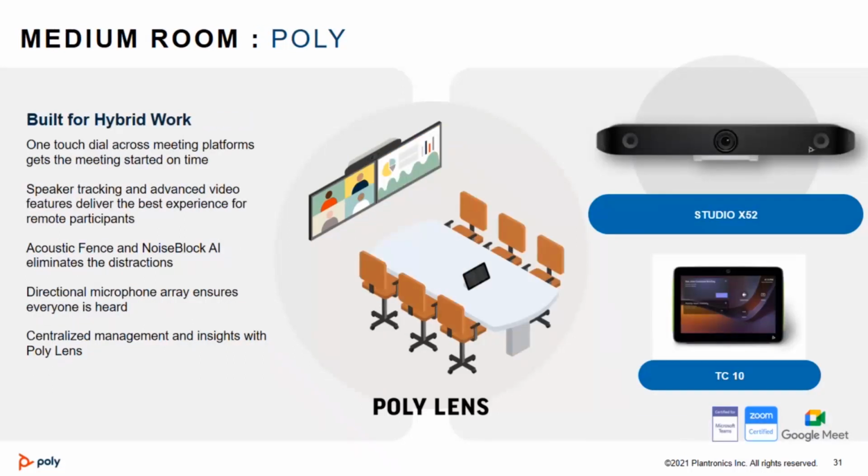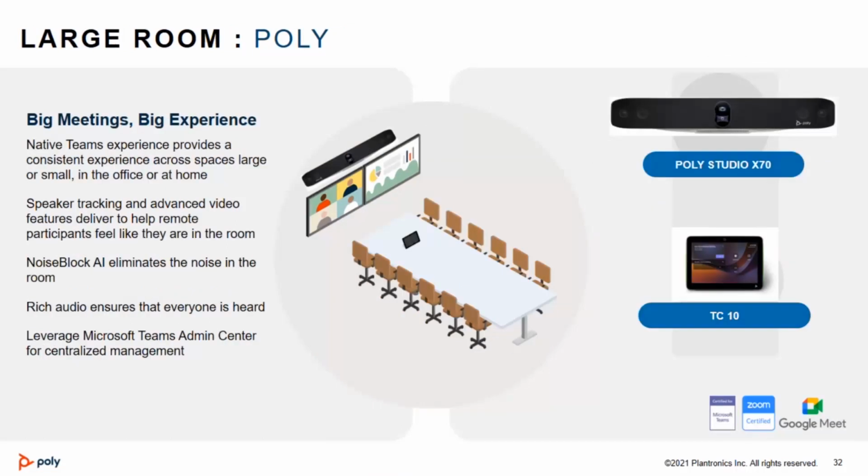Then X52, this device is also recently launched. These are made for hybrid solutions. This also has IP to IP calling, and is certified for Teams and Zoom, and also Gmeet. This is also a 4K camera with 20 megapixel camera quality. This has acoustic fence and noise block AI, and these microphones are directional microphones, which ensure that everyone will hear the sound.